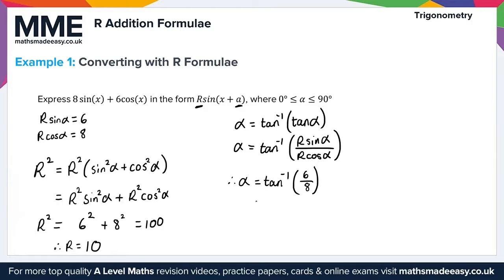And remember, when you're working this out, just be slightly careful. Our solution must be in degrees. So therefore, alpha is simply tan inverse of 6 over 8, giving us 36.87 degrees. And if we write our answer in the form that's asked of us here, we can write 8 sin x plus 6 cos x in the form of 10 sin(x plus 36.87 degrees). And that gives us the solution to example 1.